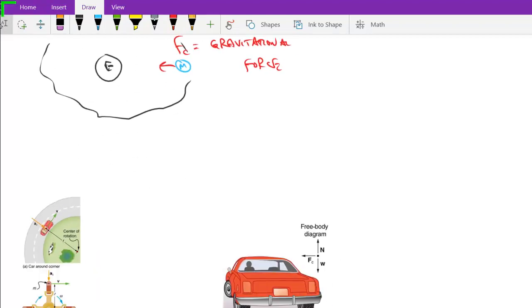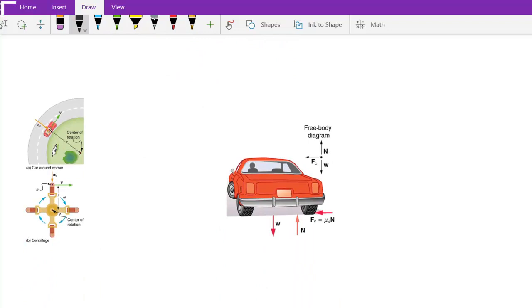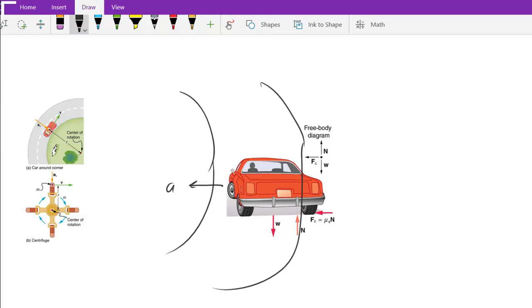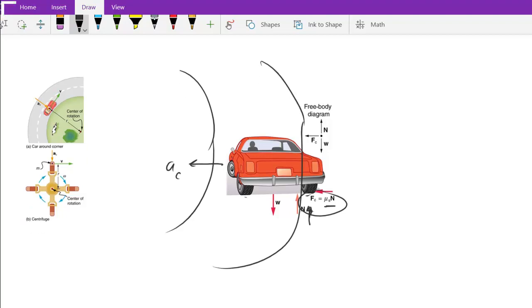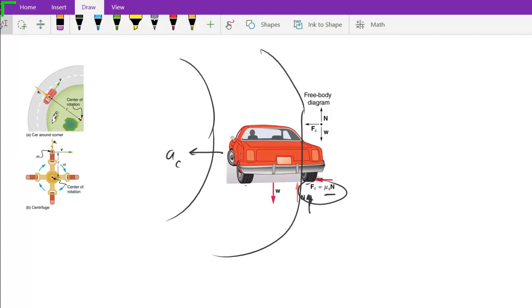Let's say we have a car going around a curve like this. It's turning to the left here, so it must be accelerated inwards in this direction, the centripetal acceleration. So what provides a force to the left? Well, the only force that acts in this x direction would be the frictional force. So the centripetal force is the frictional force in this case. Friction plays the role of the centripetal force there.